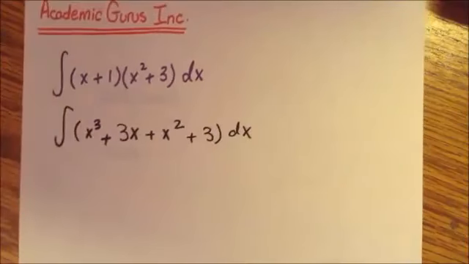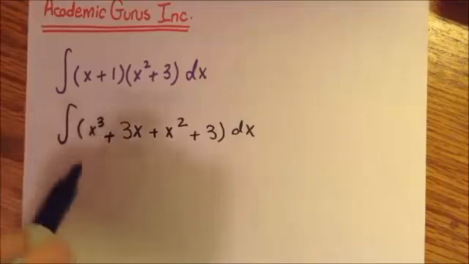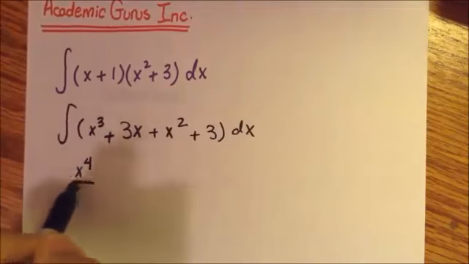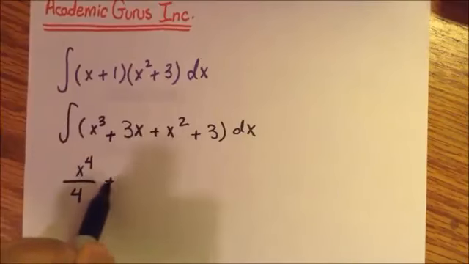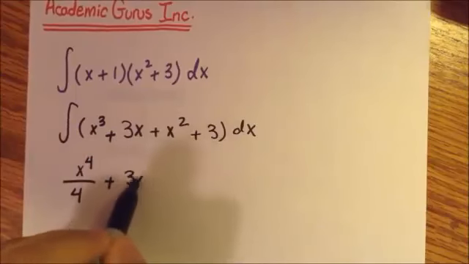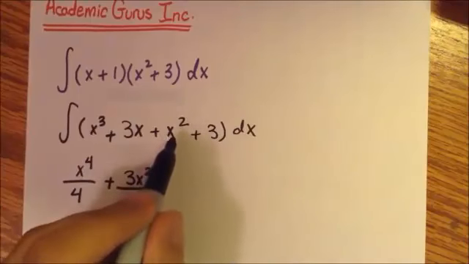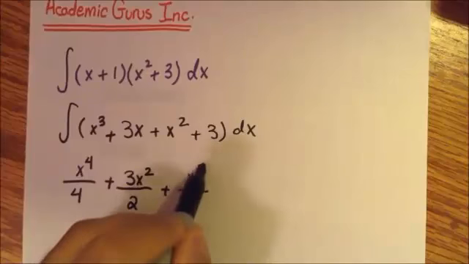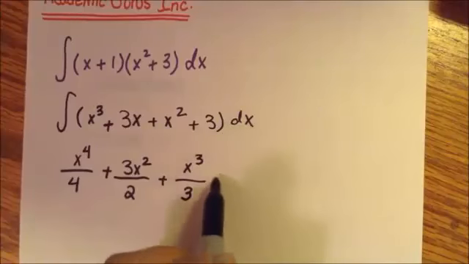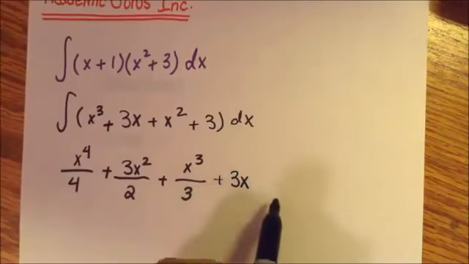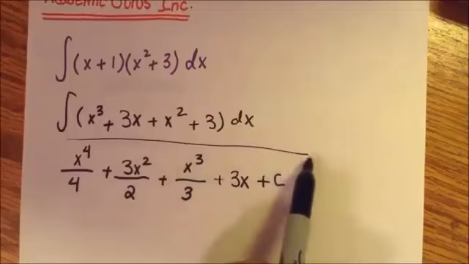And then I would just take the antiderivative of each piece individually. So for our first term, x cubed, it's going to be x to the fourth, we're going to add 1 to the power and divide by the new power, so it's going to be x to the fourth power divided by 4. For the next one, we're going to have 3x squared divided by 2. Antiderivative of x squared is simply going to be x cubed divided by 3. And for our last term, antiderivative of 3 is simply going to be 3x. And now we're just going to tack on our constant. So there you have it for this problem.